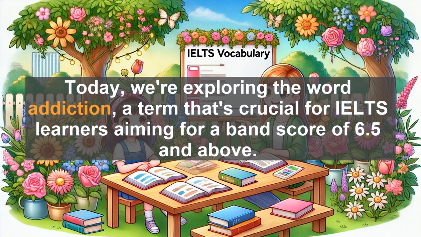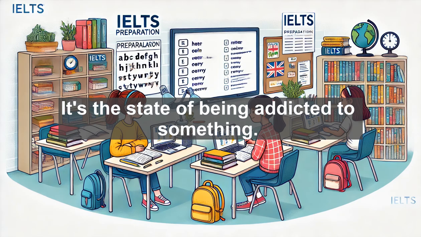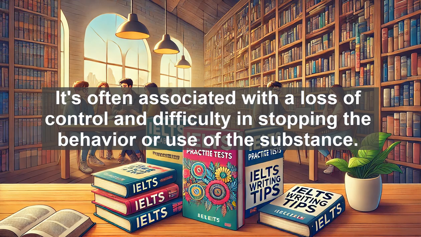Word type. Addiction is a noun. It's the state of being addicted to something. Meaning, addiction refers to a physical or psychological need to regularly engage in an activity or use a substance, despite the potential for negative consequences. It's often associated with a loss of control and difficulty in stopping the behavior or use of the substance.